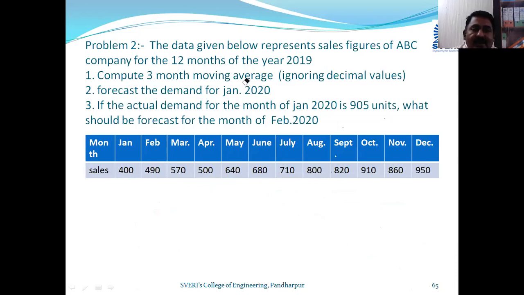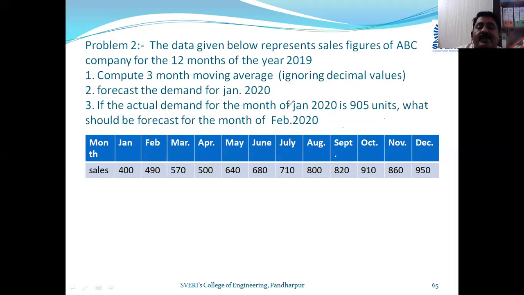So, forecast the demand for January 2020. Up to December it is given. We have to forecast, or calculate, the demand for January 2020. All the values here are for 3 months, so I will forecast based on 3 months only. So for January, I will take October, November, and December. Not these values, moving average. We will calculate the moving average, 910 plus 860 plus 950, whatever it is, and then we will proceed further.